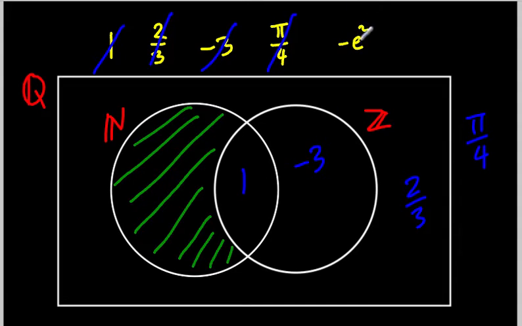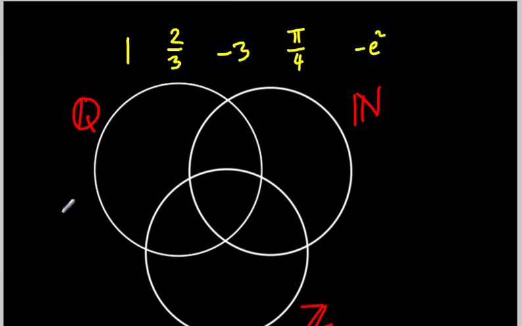And finally, -e². Well, that's also irrational, so I'm going to write that over here because it's outside of the rational box. So there we go. We have basically placed all the numbers in their appropriate places in this Venn diagram. Okay, now let's do something a tad bit harder. I'm going to just scroll down just a bit.